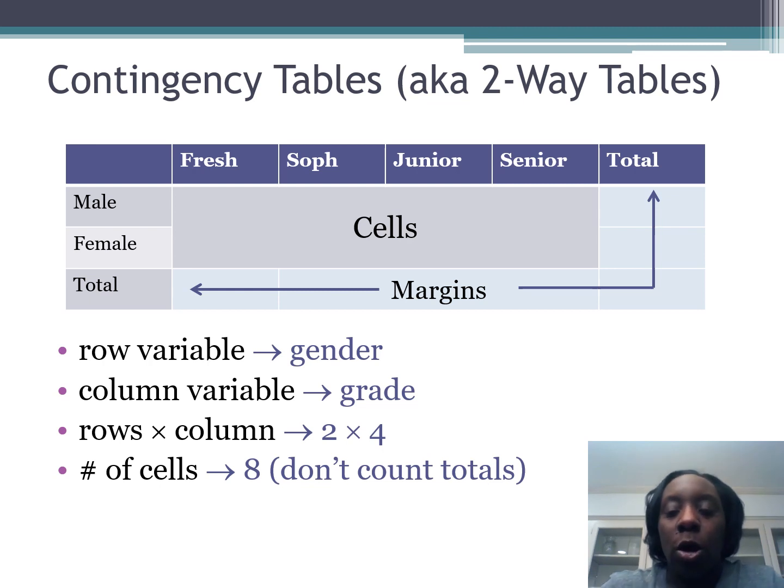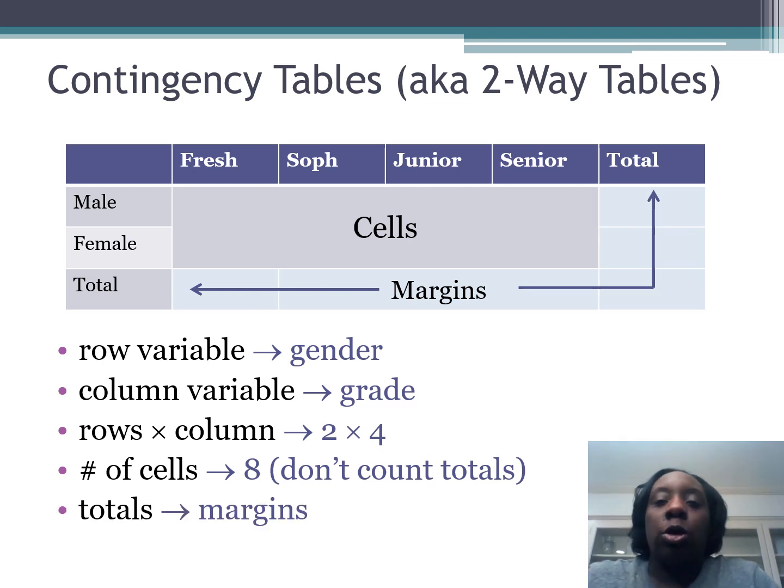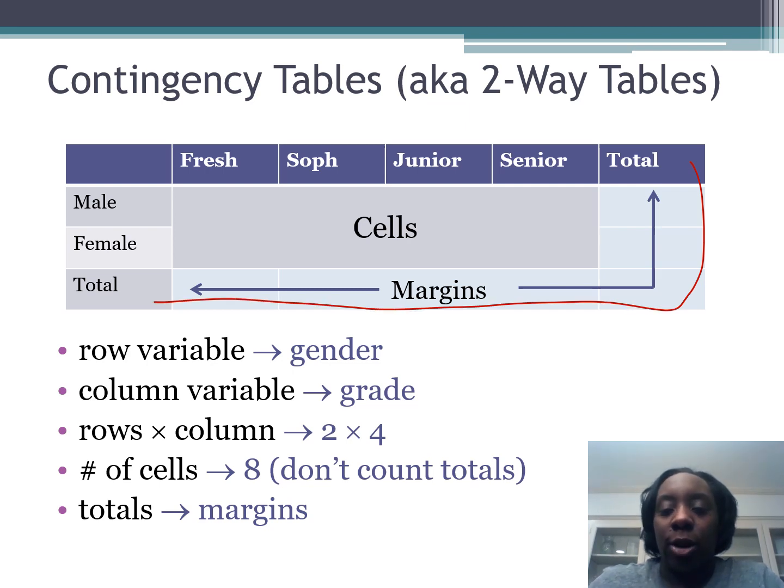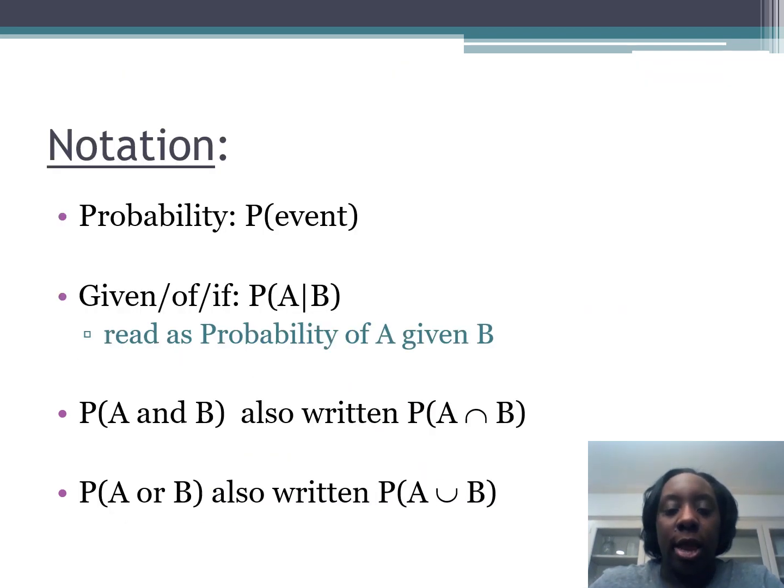Those totals are for the sums that we would look at in our first example. Totals again are the margins. So these are my margins. That's just not categories. That's just the sum of the data.